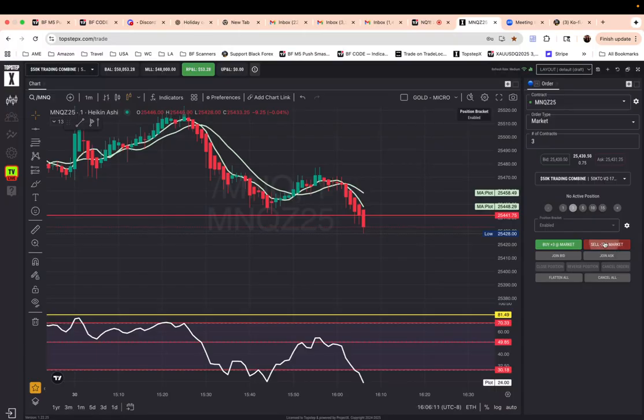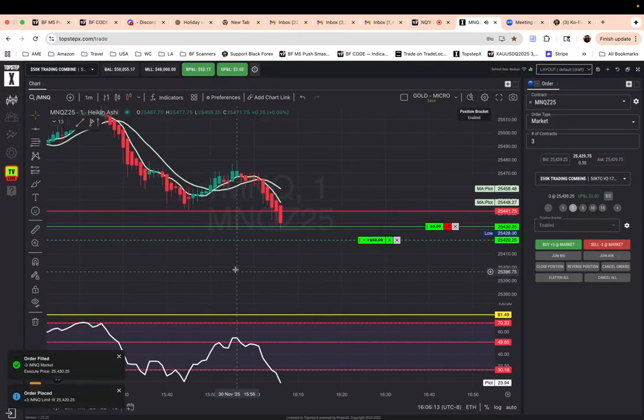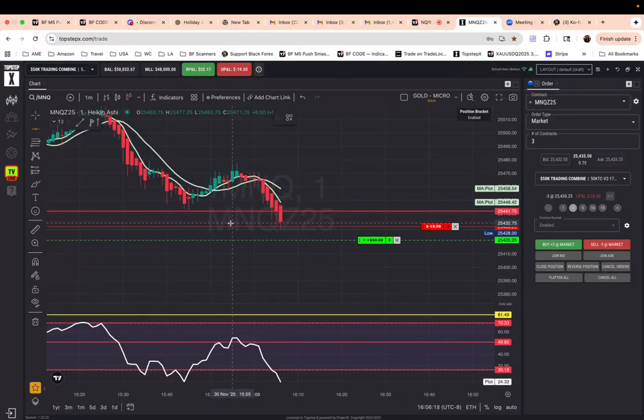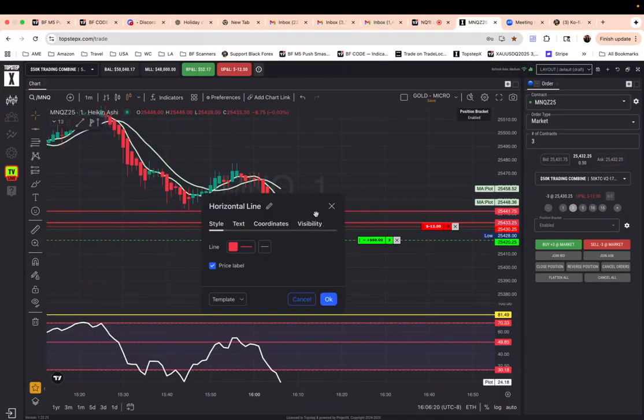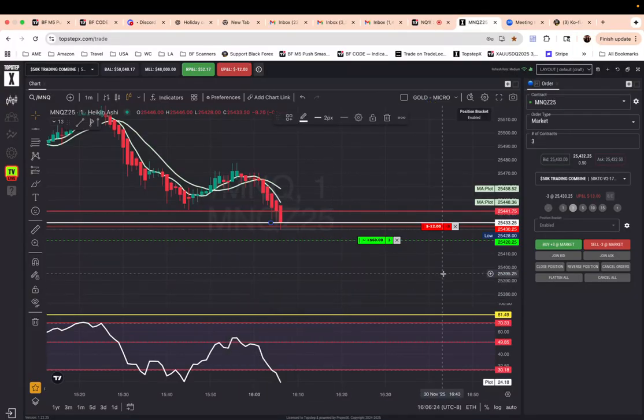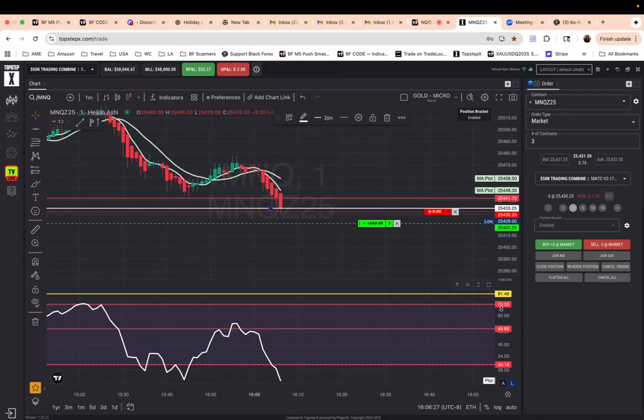Hey family, I'm gonna go ahead and take this trade. I'm determining which strategy I'm gonna be using this week. Right now, I am working with NAS 100. So let me show you my plan for that.